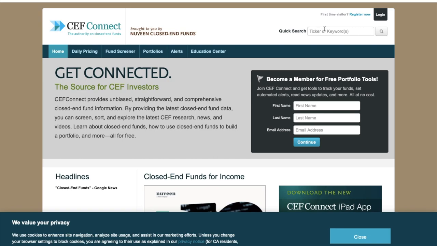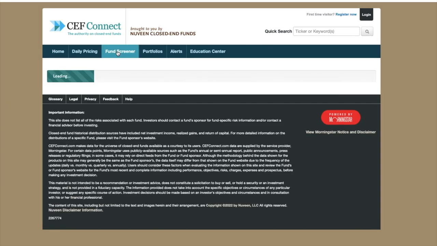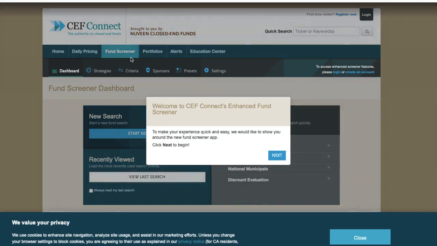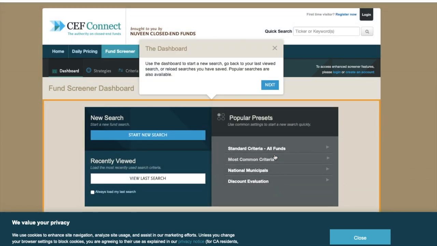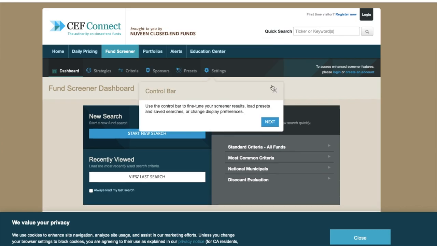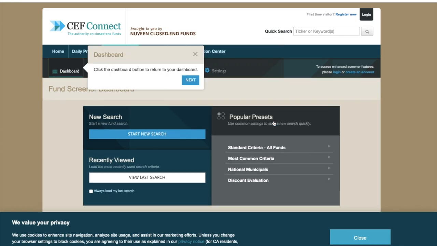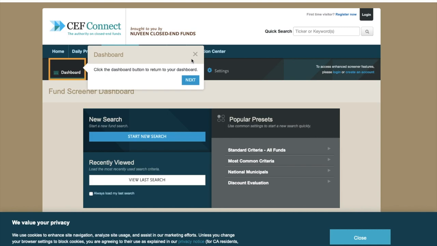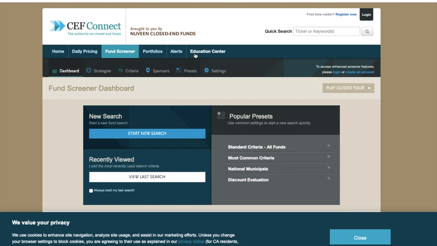But if I want to screen multiple closed-end funds, a few hundred of them at a time, I can do that easily by going to this fund screener. If I click on fund screener, you'll see it's running right now, and it says, welcome to CEF Connect, enhanced fund screener. I just hit next, and then I'll hit next again, and I'll just close this out.